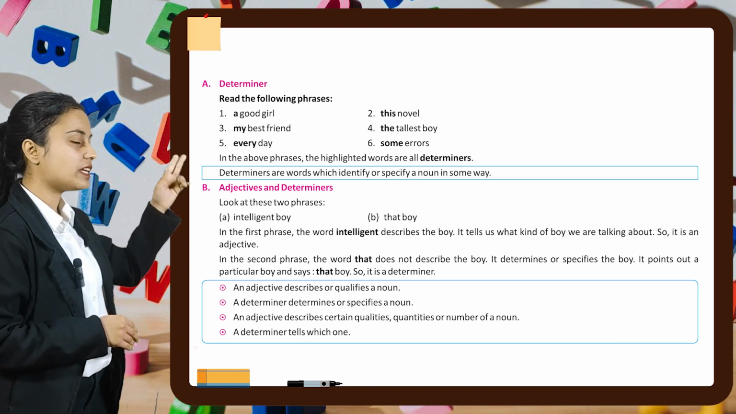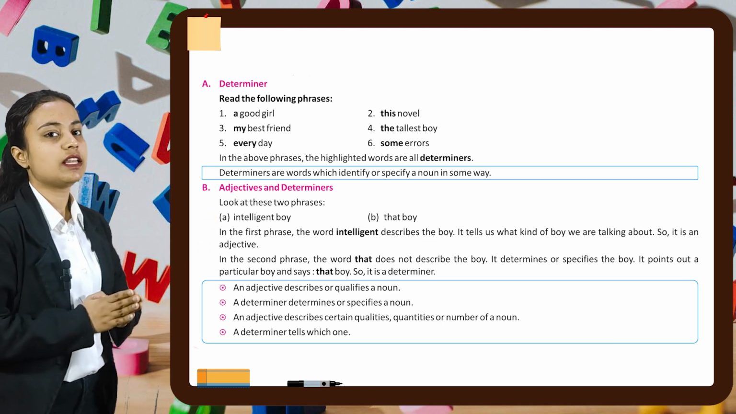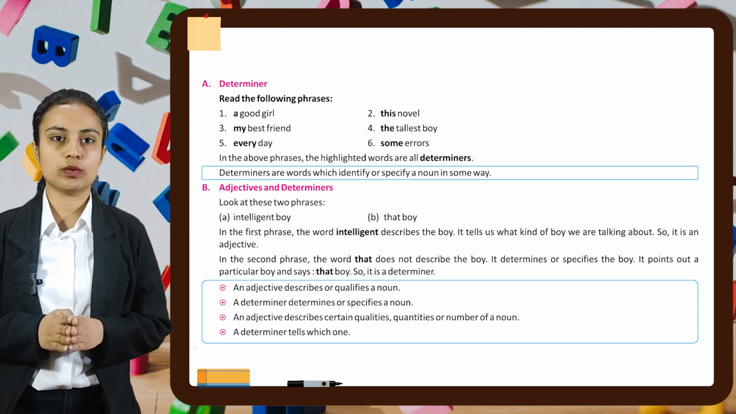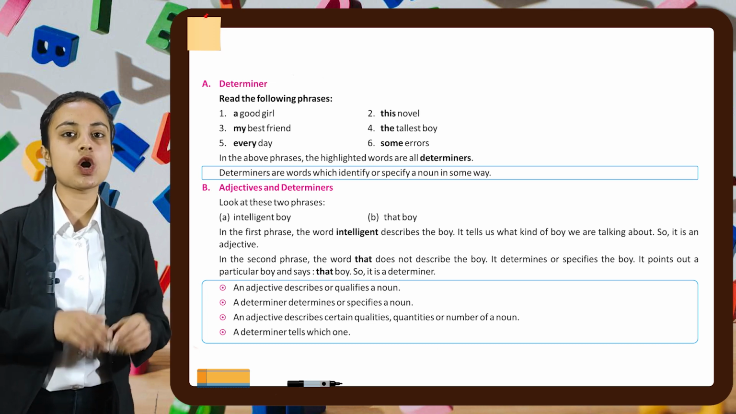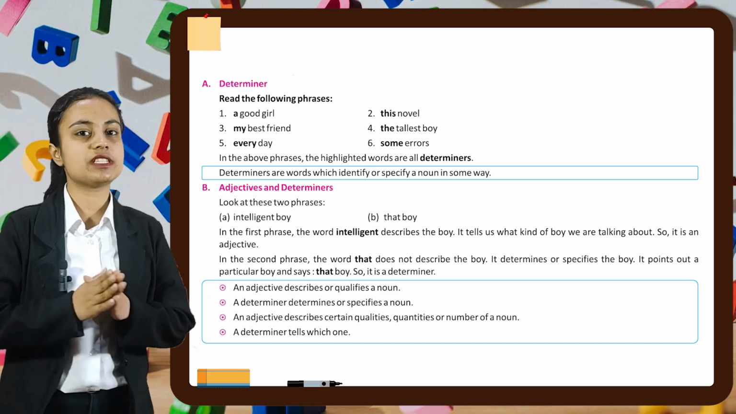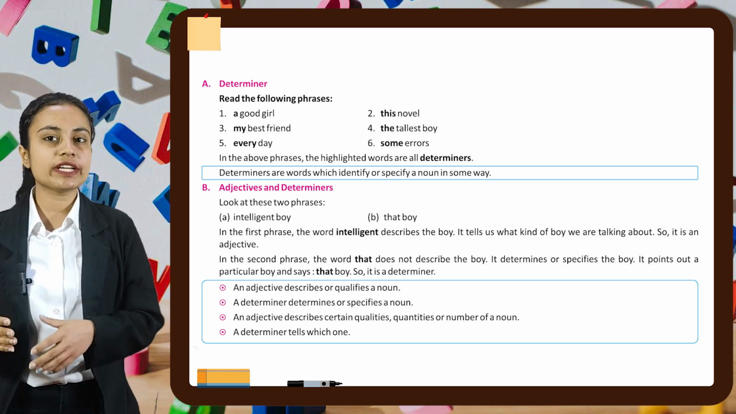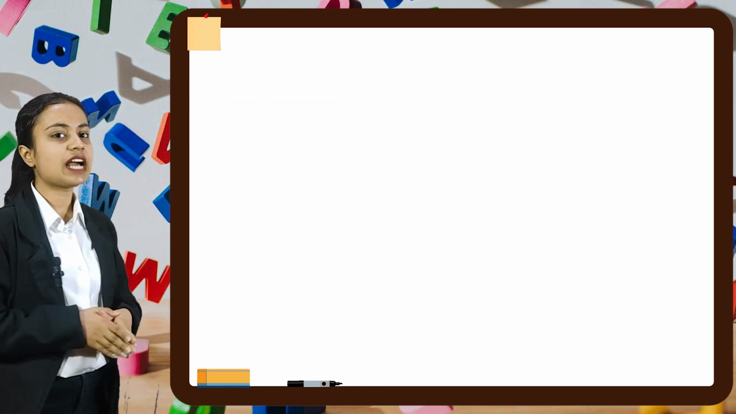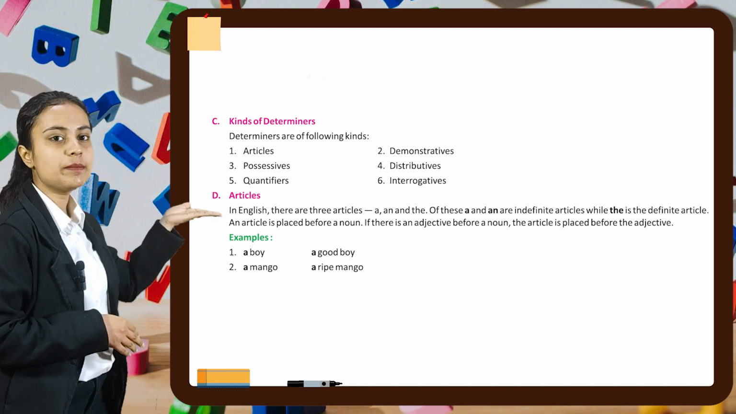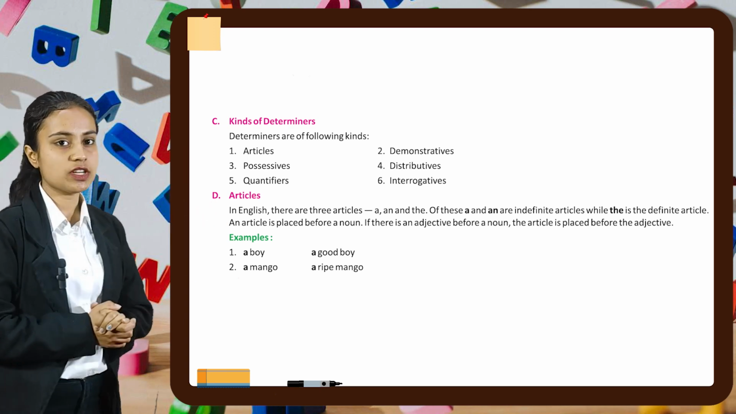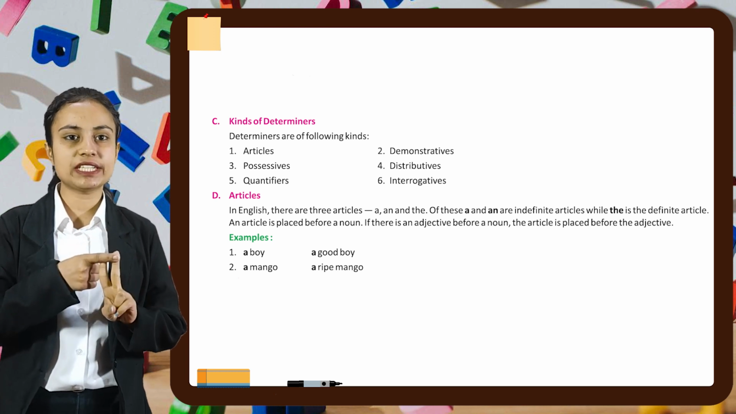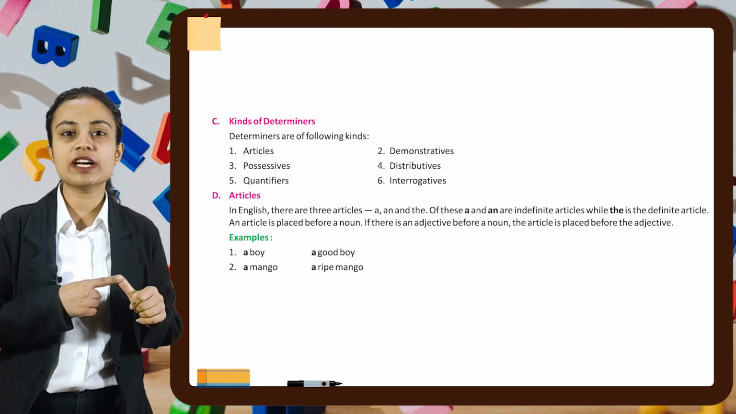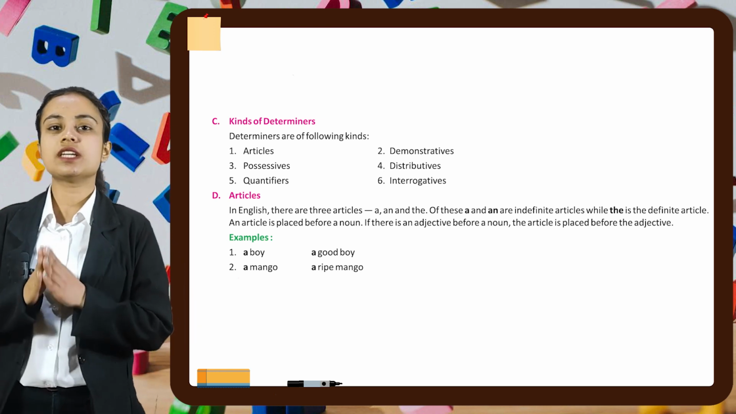Now here are some points related to determiners and adjectives. Let's read them. First one is an adjective describes or qualifies a noun. Second is a determiner determines or specifies a noun. Adjectives describe certain qualities, quantities or number of a noun, whereas a determiner tells which one. Now there are different kinds of determiners. Let's read about them. Determiners are of following kinds. First, articles. Second, demonstratives. Third, possessives. Fourth, distributives. Fifth, quantifiers, and sixth, interrogatives. Let's study about them one by one.